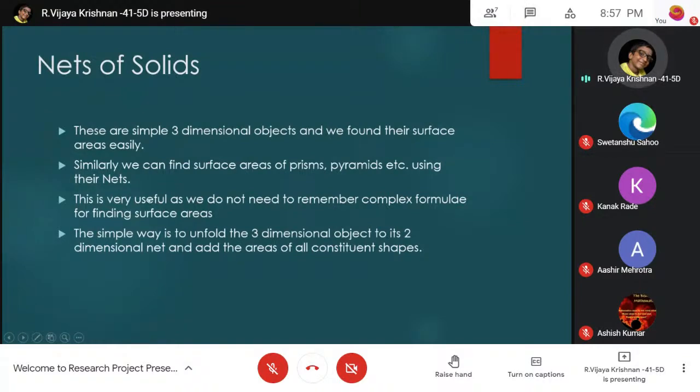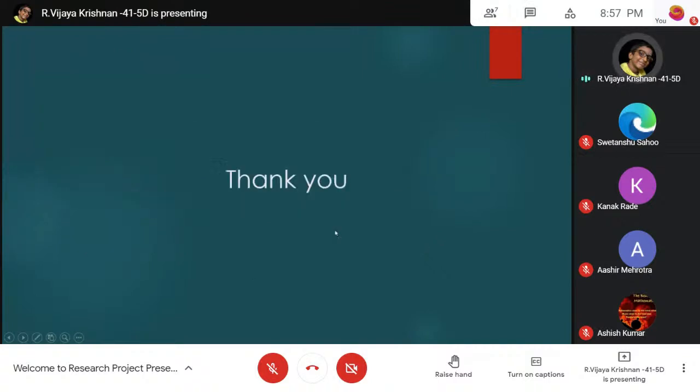Similarly, we can find the areas of prisms, pyramids, etc. using their nets. This is very useful as we do not need to remember complex formulae for finding surface areas. The simple way is to unfold the 3D object to its two-dimensional net and add the areas of all constituent shapes. Thank you. I wish to thank Chinta for giving me this golden opportunity, and I also wish to thank my parents and brother who helped me to make this project. Thank you.